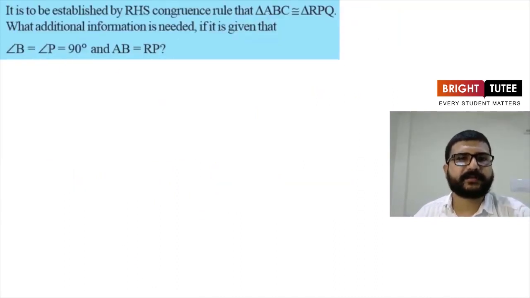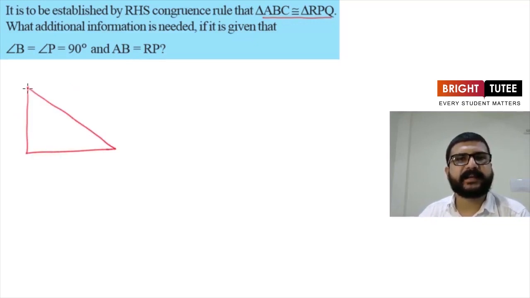Now here is the next question. The question here is, it is to be established by RHS congruence rule that triangle ABC is congruent to triangle RPQ. What additional information is needed if it is given that angle B is equal to angle P and they are equal to 90 degrees. So it means both the triangles are right angle triangles and AB is equal to RP. So let's draw rough sketches for both the triangles first. So here triangle ABC is like this. It is right angled at B. So this vertex is B and let this be A and this one be C.